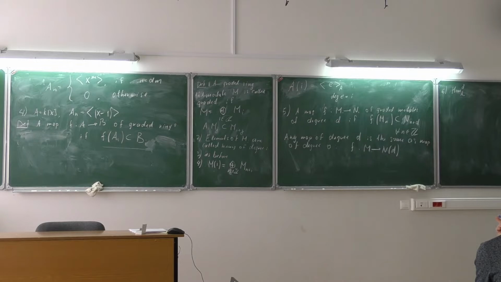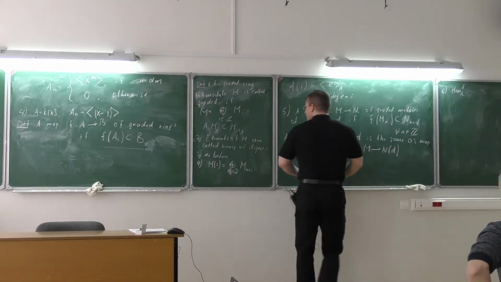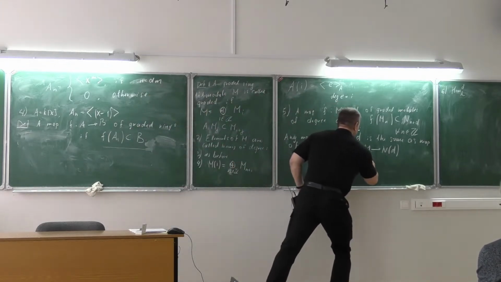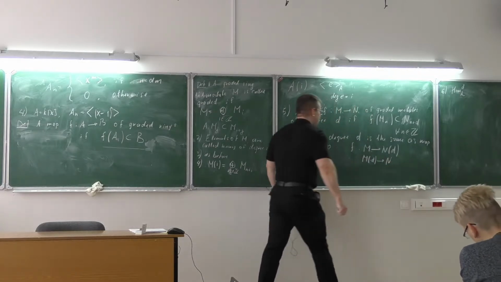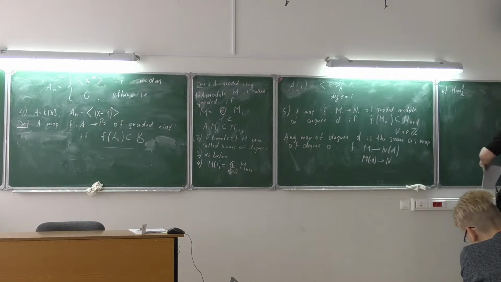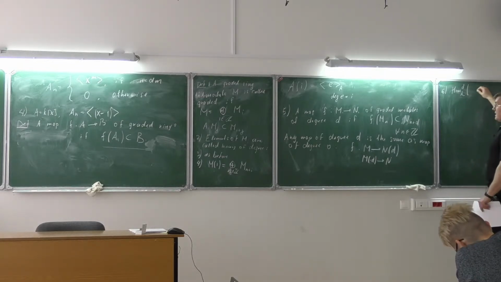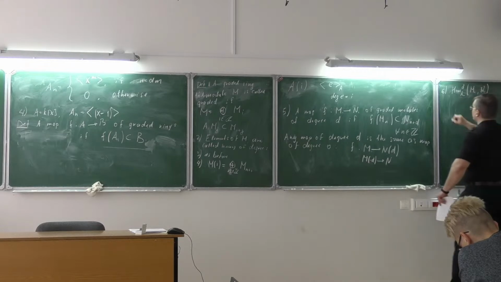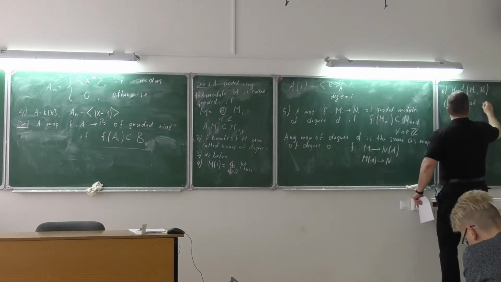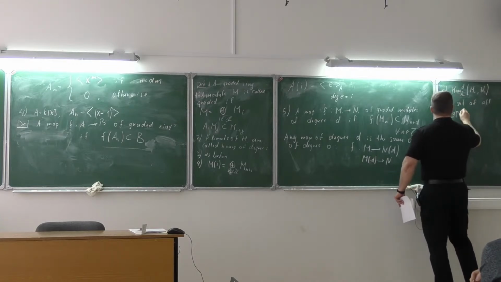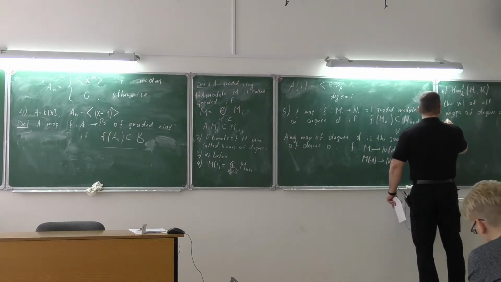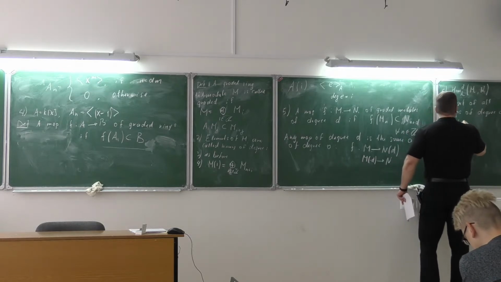Is this the same as a map from M shifted by minus d? Yes, that is also correct, because this shift operation is an automorphism. So this is as well M shifted by minus d mapped to N. Let me finish this notation and then I finish the lecture. So Hom_d over A between two graded modules M and N is the set of all maps of degree d.